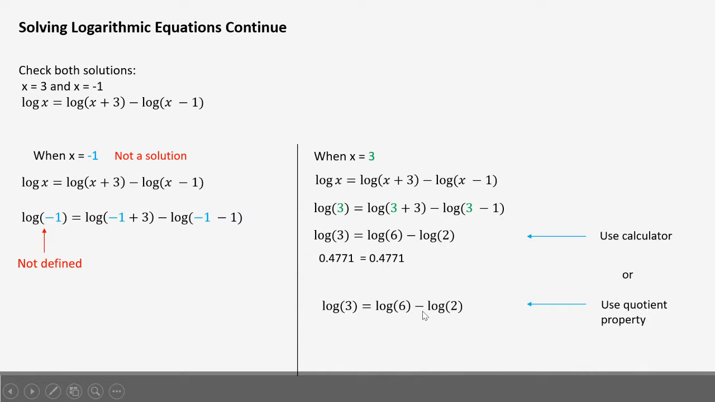We use the quotient property. Remember the quotient property? If you have logs with the same base and it's a minus, can we put them together and condense it into a single log? Wouldn't it give us log of 6 divided by 2, which will give us log of 3 equals log of 3? Or you can do it using some of the properties, but most students prefer just to plug into the calculator, which you can. So this is a solution because they're both equal to each other.